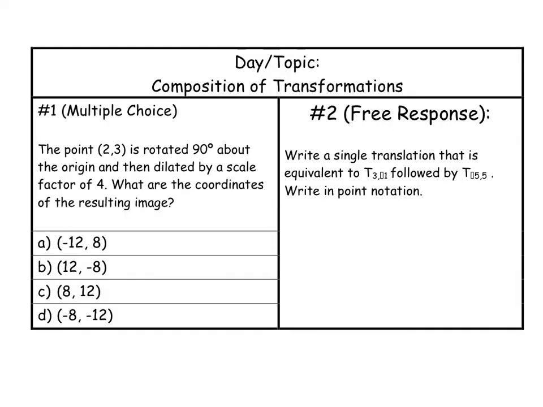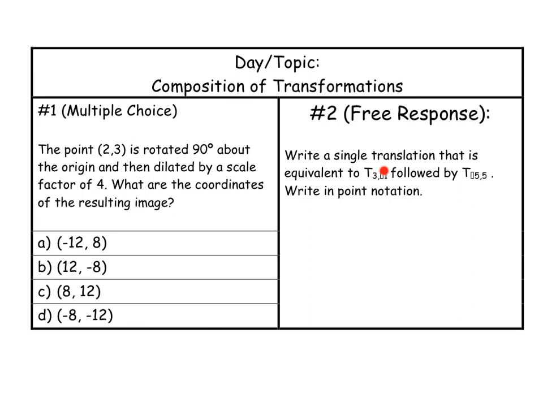Okay, now it's your turn. Multiple choice question number 1. The point (2, 3) is rotated 90 degrees about the origin and then dilated by a scale factor of 4. What are the coordinates of the resulting image? So we rotate it 90 degrees about the origin and then dilate it with a scale factor of 4.